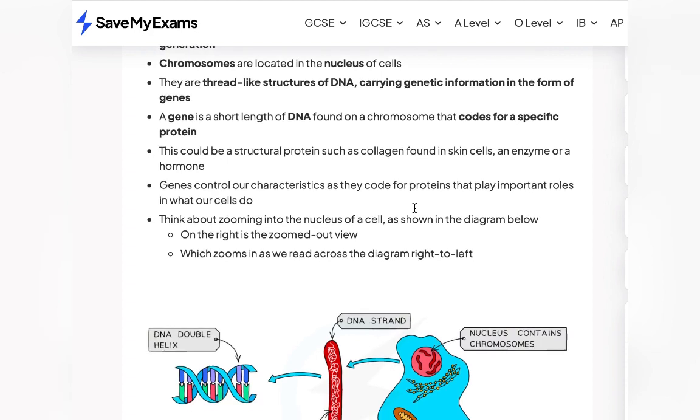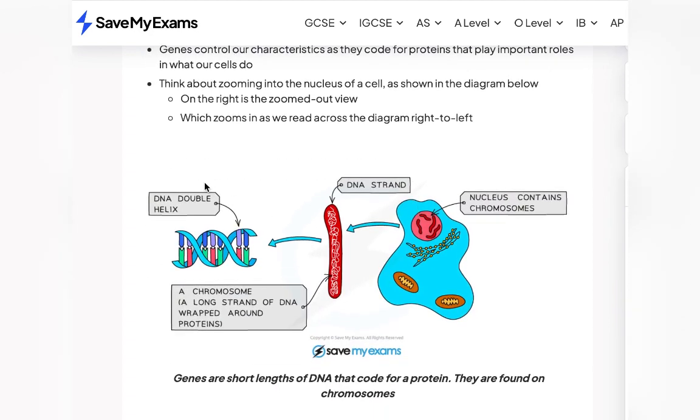Okay. Now, if you look at this, we call this the DNA double helix. You see, this is the first helix, and this is the second one. So this is called a DNA double helix. And then the DNA strand is just a single strand of a DNA.